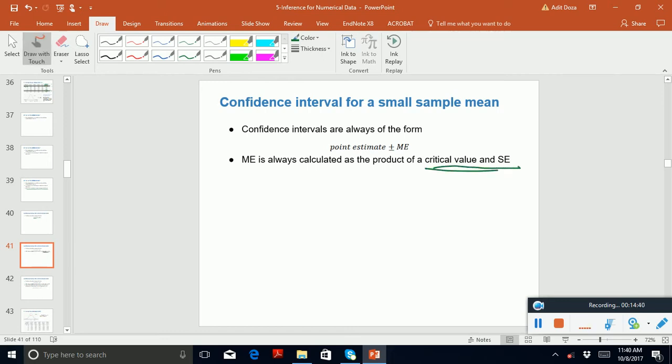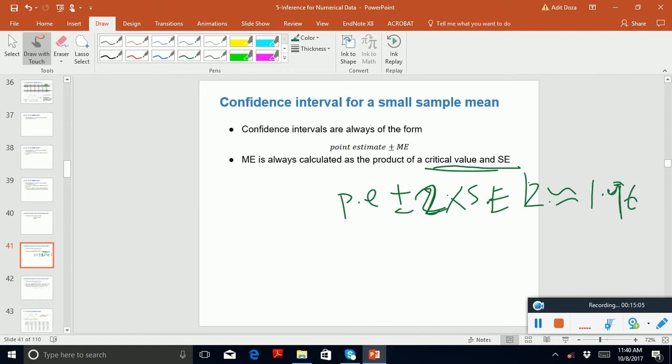Critical value and standard error. What's the 95% critical value, right? Remember in the last class when we were calculating the confidence interval, it was point estimate plus minus 2 times standard error, right? And I said actually 2 is roughly equivalent to 1.96, right? So it's almost like a 5% level. So similarly, ME, we calculate critical value times standard error. So the critical value for 95% is 1.96, if you guys recall, right?